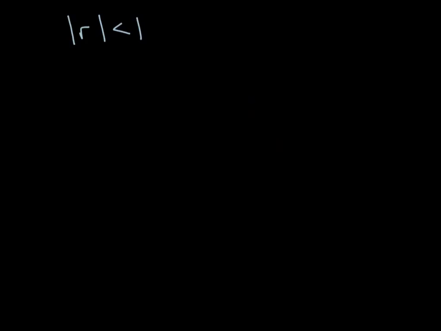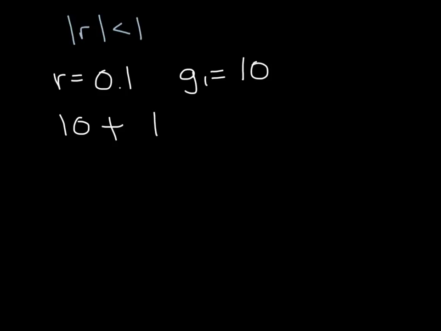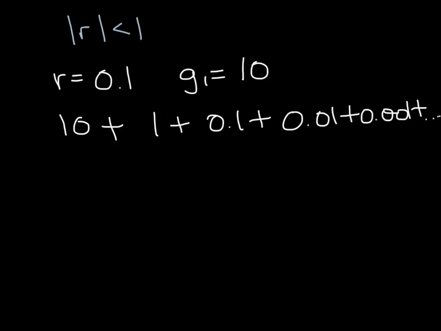In the case where the absolute value of r is less than 1, we can come up with a sample sequence so that we can investigate. So let's just say r equals 0.1 and our first term equals 10. So this series would look like 10 plus 1 plus 0.1 plus 0.01 plus 0.001 and on until infinity. In this case, we can see that each of the numbers is getting smaller and smaller, so that the further you go down the series, in effect, the numbers that we're adding become 0.